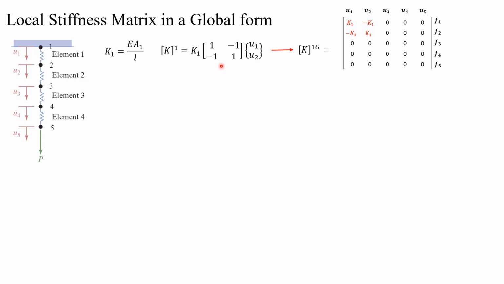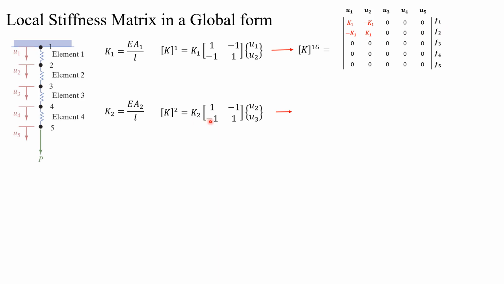So I need to place this local stiffness matrix into a global form. And to do that, you can see that this stiffness matrix is relating F1 and U1, F1 and U2, F2 and U1, and F2 and U2. So it will be placed on the top left part of my global stiffness matrix. And I've written here the nodal displacements and also the nodal forces, so we know the relation between the two and we know where to place it. This first element is dealing with nodal displacements 1 and 2 and forces 1 and 2, so it should be placed here.